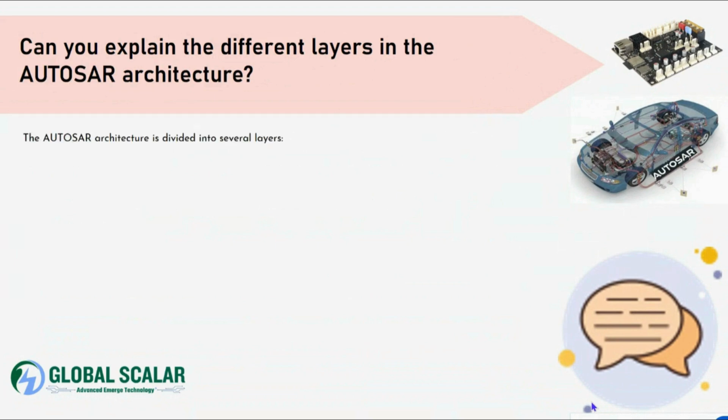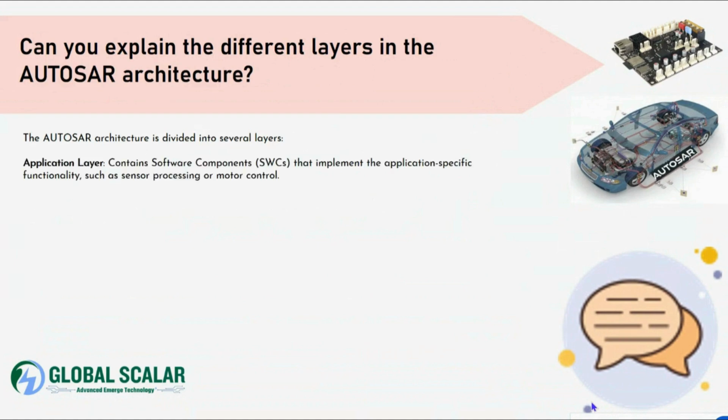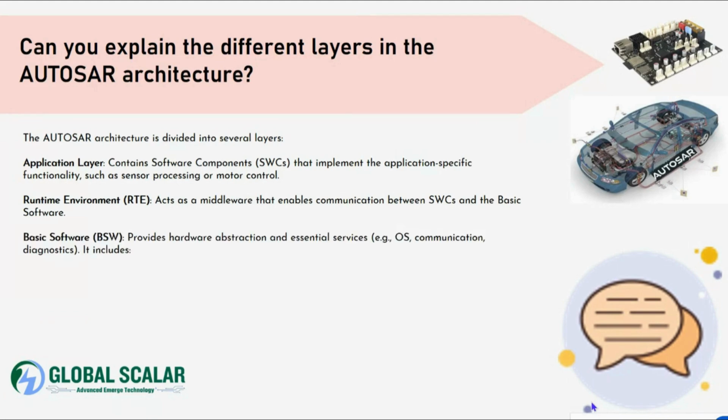Can you explain the different layers in the AUTOSAR architecture? The AUTOSAR architecture is divided into several layers. The application layer contains the software components, SWC, that implement application-specific functionality such as sensor processing or motor control. The Runtime Environment, RTE, acts as the middleware that enables communication between SWCs and basic software. Basic software, BSW, provides hardware abstraction, essential services, operating system, communication, and diagnostics.